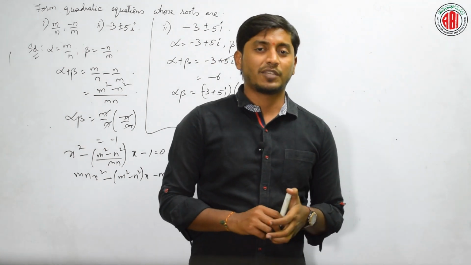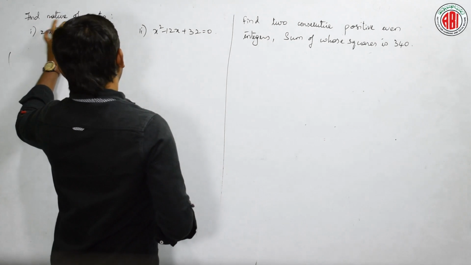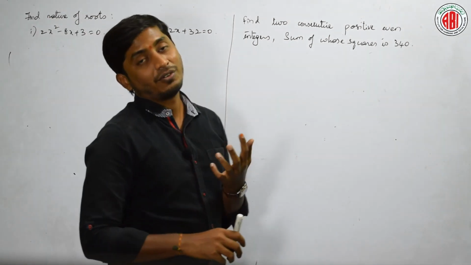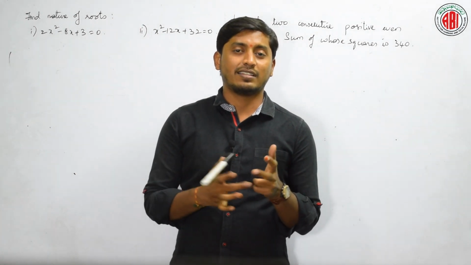Clear? Shall we move on to the next problem? Let's do. Look at these questions here. He is asking us to find the nature of roots. Nature of roots is what we find using the discriminant formula, greater than 0, less than 0 or equal to 0.